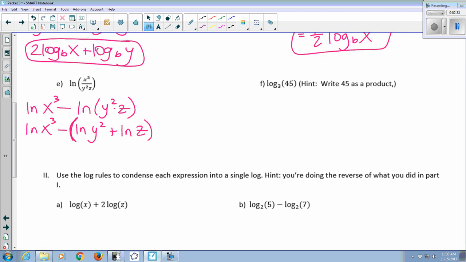Then I'm going to do my power property. So I'm going to take my exponents and bring them down in front. So I have 3 ln x, and I'm going to distribute this negative sign. So it's going to be minus 2 ln y minus ln z.